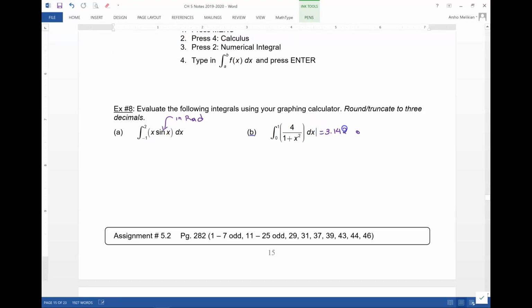So 3.142 or pi. Again, if this is on a multiple choice and the answer choices are pi, e over 2, whatever, you should be able to recognize what it is. What did we get for this one? 2.043.